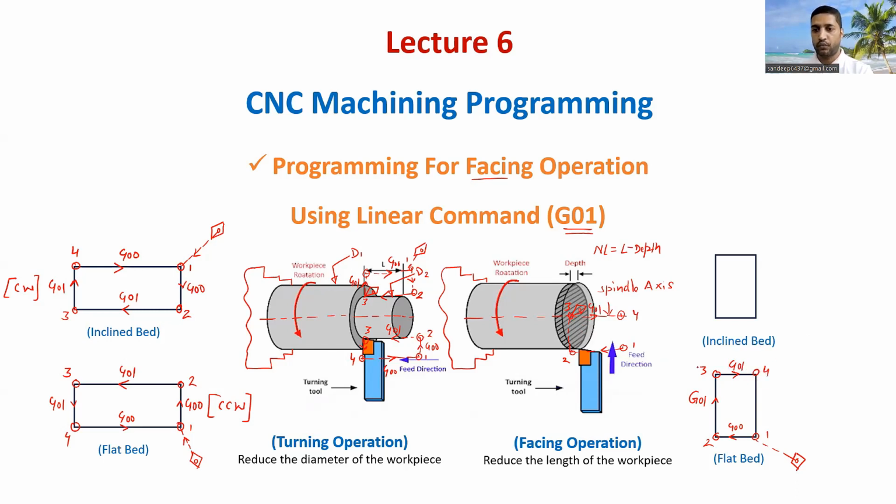Now from 4 to 1, here we will move the cutting tool with rapid traverse, because there is no contact here in between workpiece and cutting tool. So we will move with rapid traverse. So this is the facing operation in case of flat bed, and the direction of motion of cutting tool here is in clockwise direction. You can see, okay, clockwise direction.